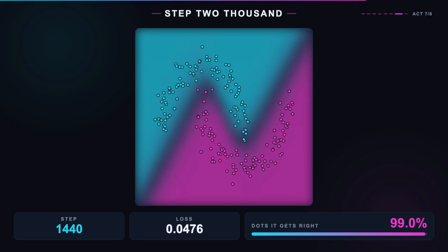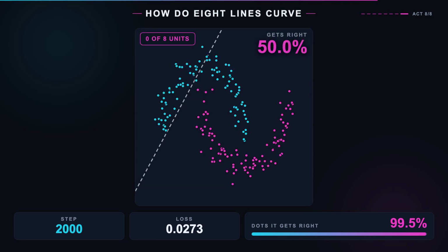The boundary bends. Step 1200, 97.5%. Step 2000, loss 0.0273, 99.5%. Nobody ever told it that curve. It found it by being wrong 400,000 times and flinching in the right direction every time. But I owe you an explanation, because I have shown you that it bends without showing you how.